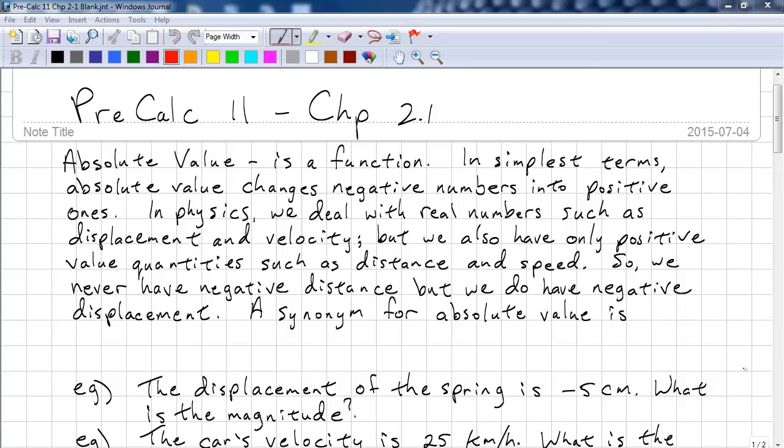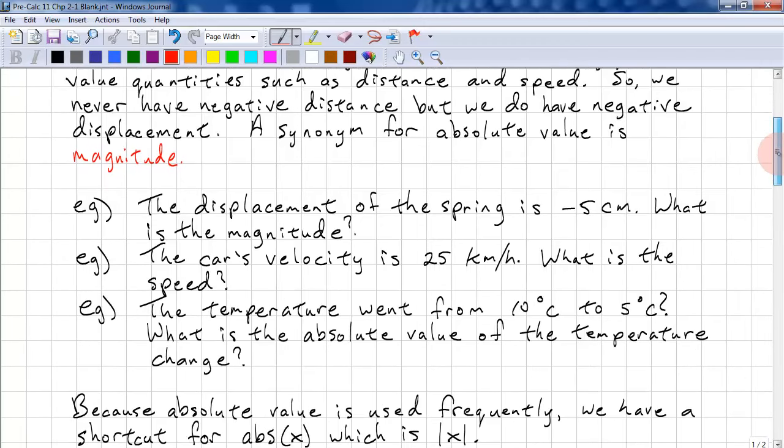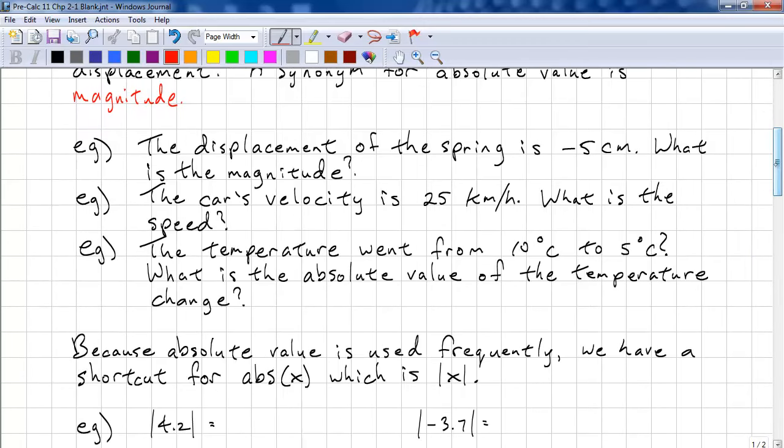In physics, we deal with real numbers such as displacement and velocity. But we also have only positive value quantities such as distance and speed. We never have negative distance, but we do have negative displacement. And you should know a synonym for absolute value is magnitude. Make sure you're careful to choose the correct terminology.